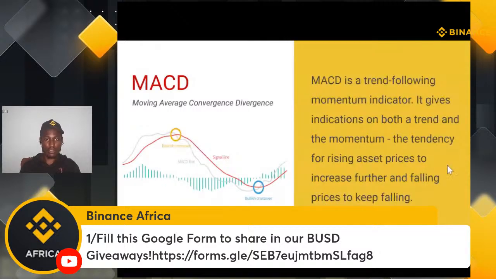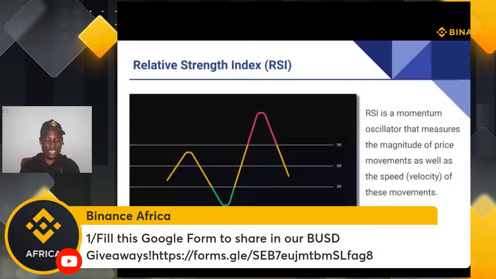Let's move on to the third one, which is the relative strength index, RSI. RSI is basically a momentum oscillator that measures the magnitude of price movements as well as the speed of these movements.